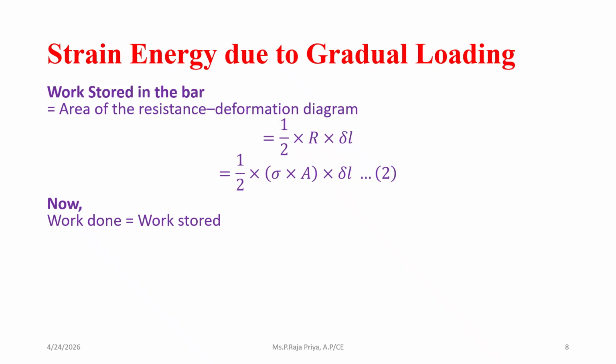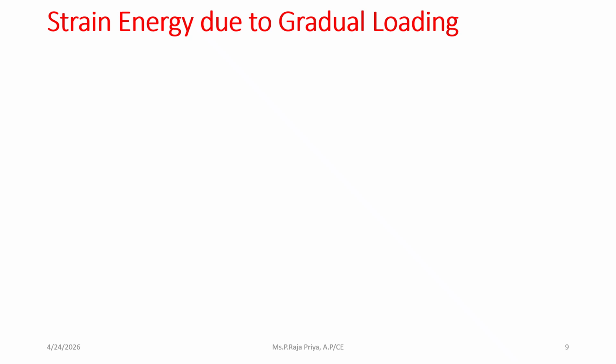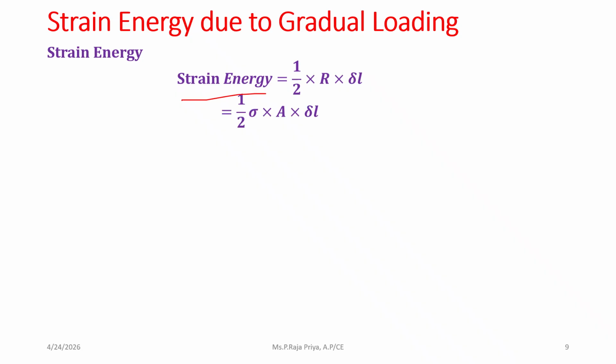Now we have already seen that work done will be equal to work stored. So equating 1 and 2, 1 is half P into delta L and 2 is half sigma into A into delta L. And this we have seen, P is stress into area, and stress is equal to load by area since the load is applied in a gradual manner. Strain energy is nothing but the work stored, which is half R into delta L. R is sigma into A.